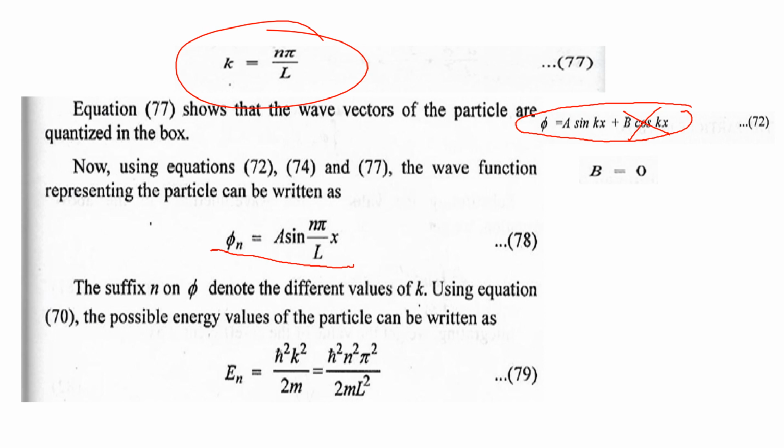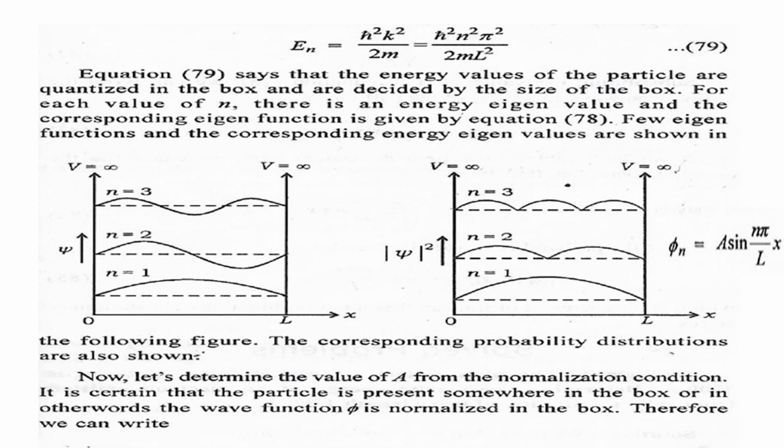So using this, we can write the expression for energy. What is the expression for energy? We already wrote energy is equal to h cut square k square by 2m. The value of k is n pi by L now, the bound state condition. So h cut square by 2m, instead of k square, we can write n square pi square by L square. So this equation says that the energy values of the particle are quantized in the box and are decided by the size of the box.